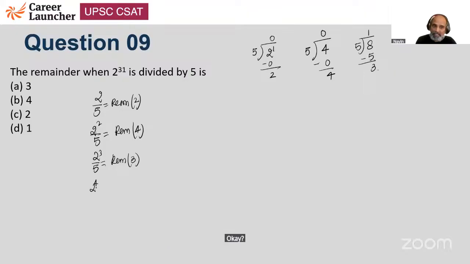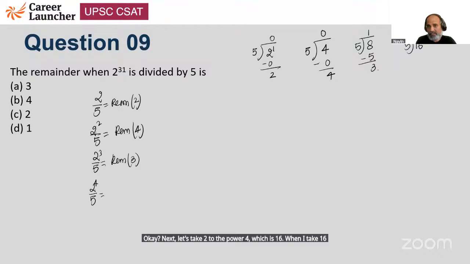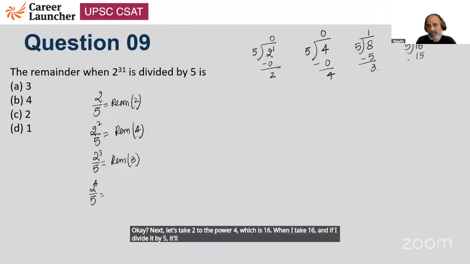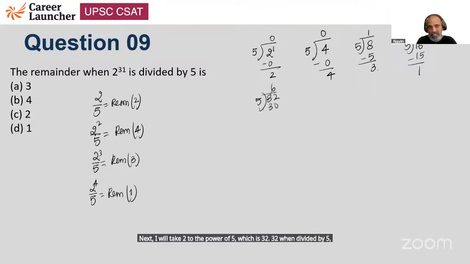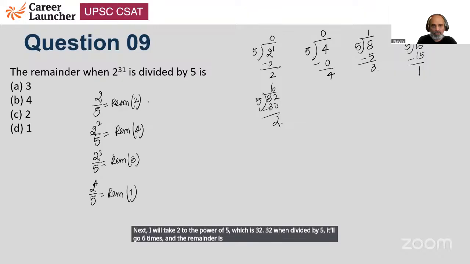Next, let's take 2 to the power 4, which is 16. When I take 16 and divide it by 5, it will go 3 times and I'll get the remainder as 1. So we'll say that the remainder is 1. Next, I will take 2 to the power 5, which is 32. 32 when divided by 5, it will go 6 times and the remainder is 2. So 2 to the power 5, which is 32, when divided by 5, the remainder is 2, right? It's the same remainder as for 2 to the power 1.